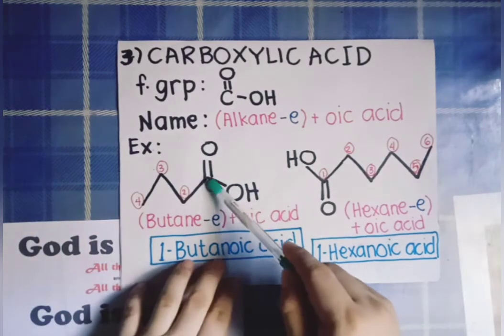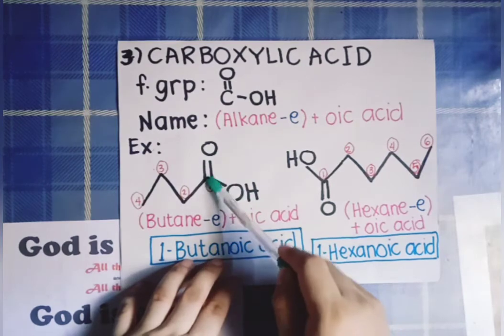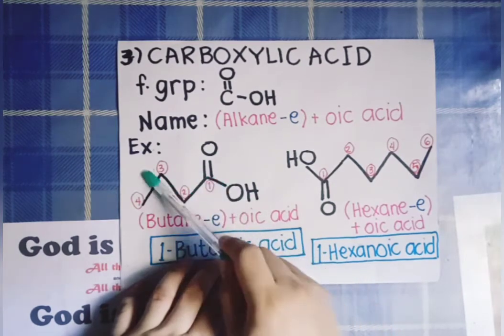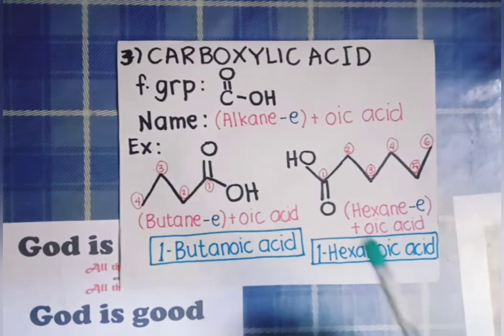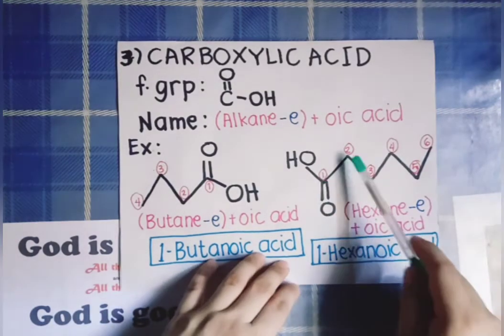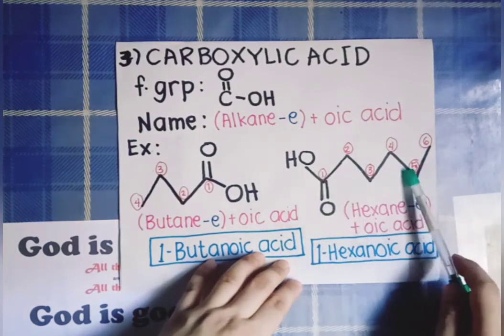In this case, this is actually the carbon atom that bears the C double bond OOH, and therefore this will be the carbon number 1. Then 2, 3, and 4. Okay, for our next example, let's have here a molecule which consists of 1, 2, 3, 4, 5, 6 carbon atoms, and therefore its parent chain is hexane.